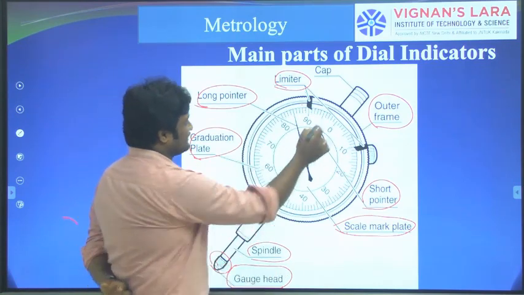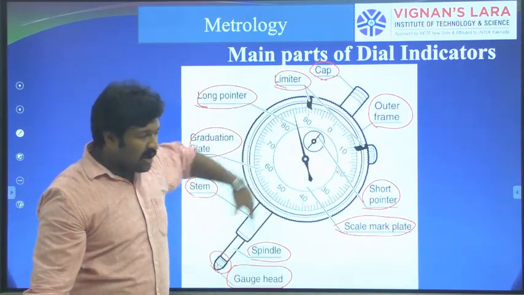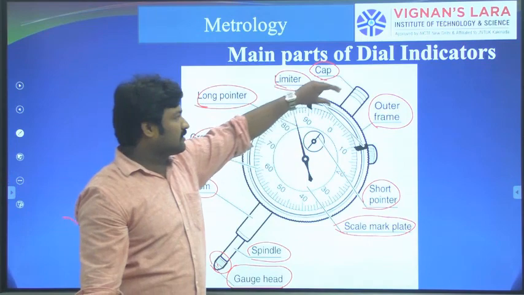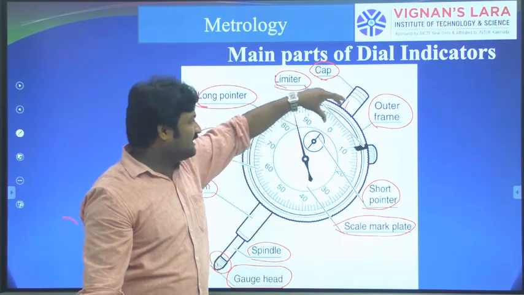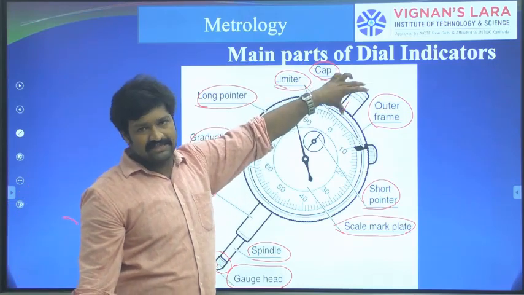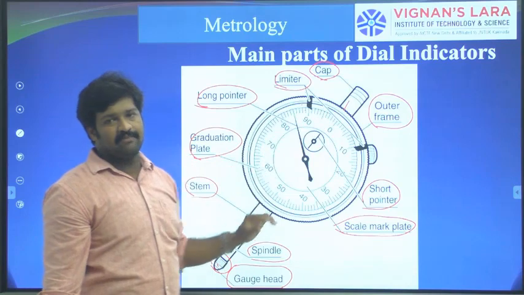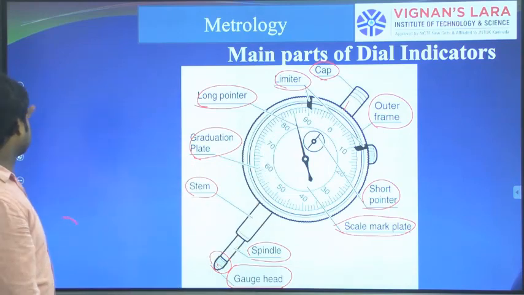Next, it consists of a cap. The spindle can be moved up and down, and the movement can be held by means of this cap. It limits the spindle travel. If the spindle is moved further, the cap avoids accidental damage to the dial indicator. So these are the various components of dial indicators.